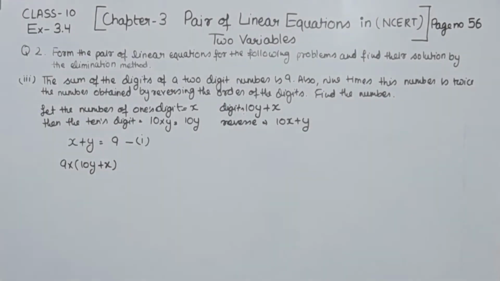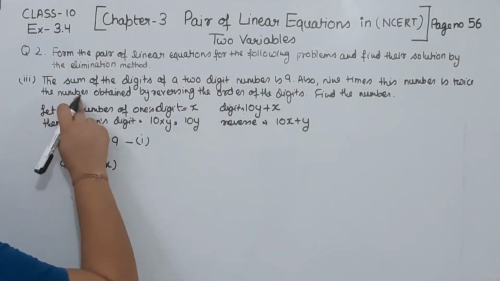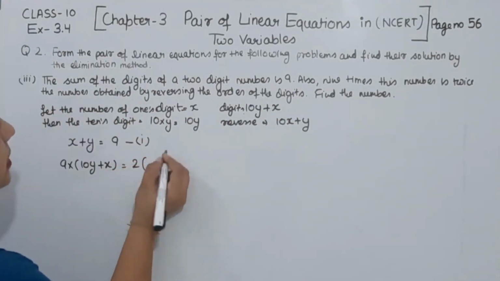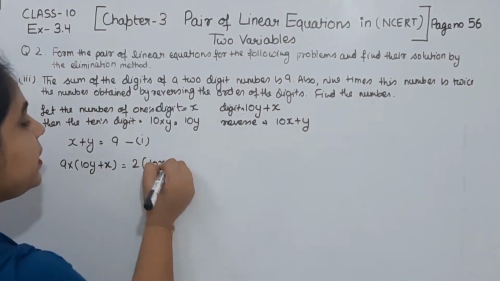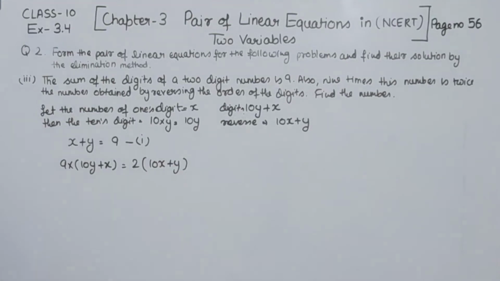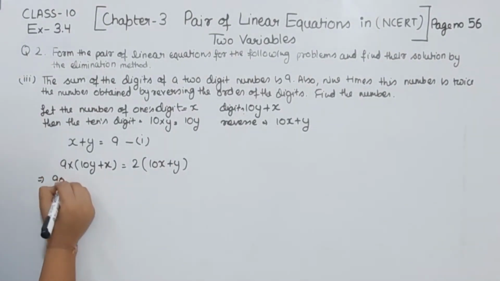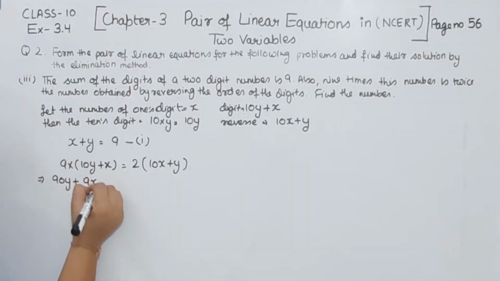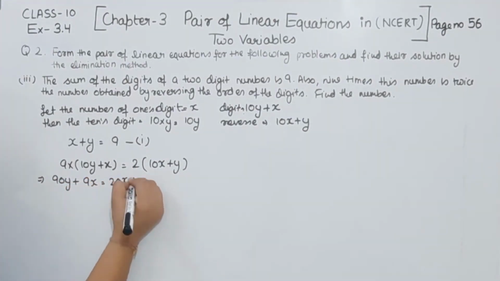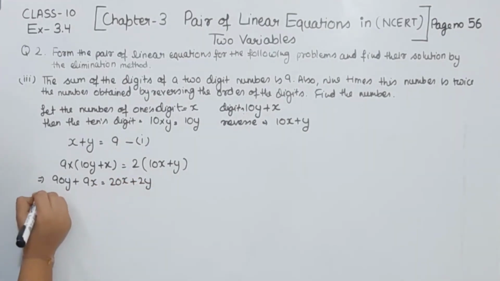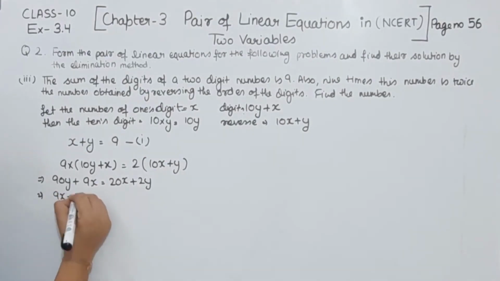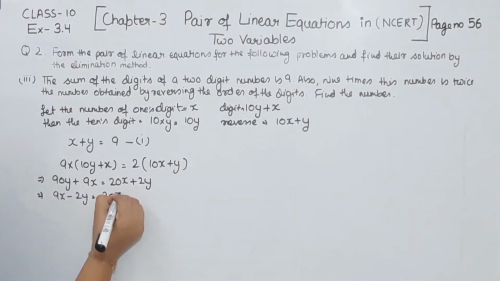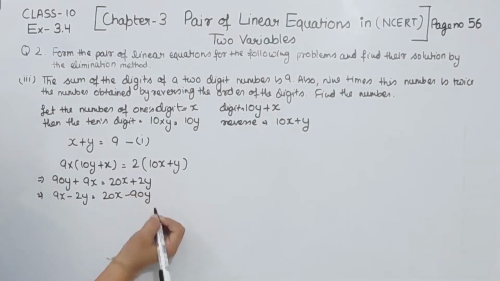So this number is twice the number. So first of all, twice the number when we reverse this one. So the reverse we are having is 10x plus y. Now I'm going to simplify this one. This one we are having is 90y plus 9x and 20x plus 2y. Now this one we are having 9x minus 2y and here we are having 20x minus 90y.